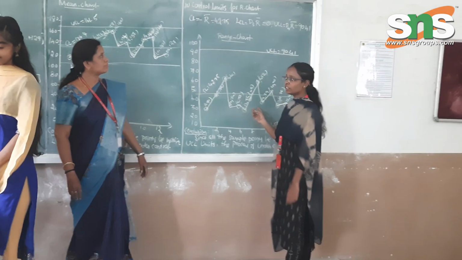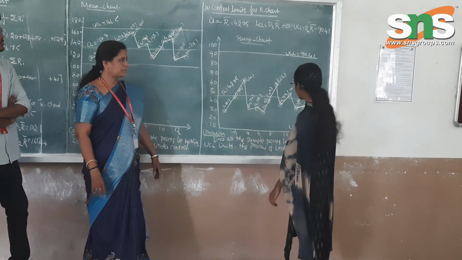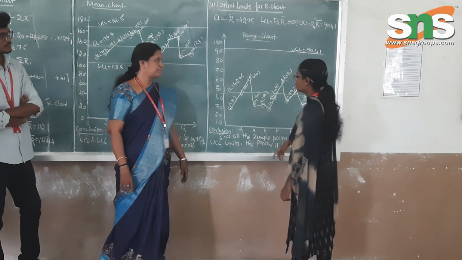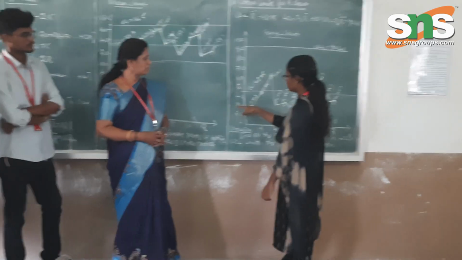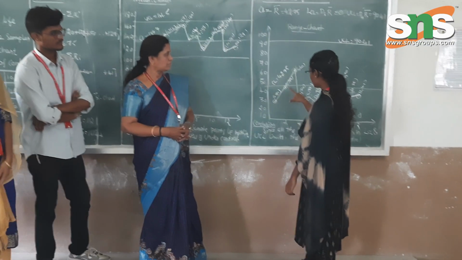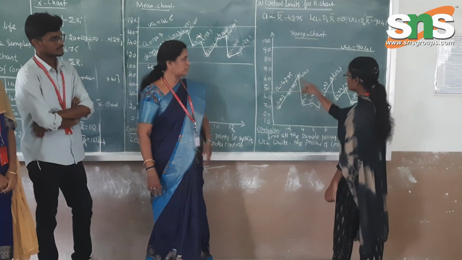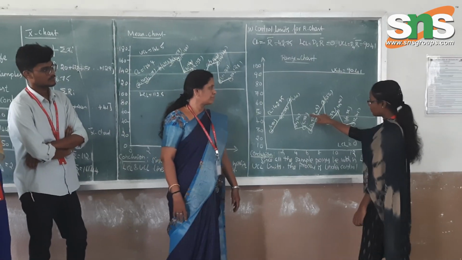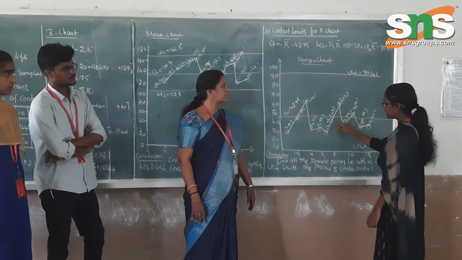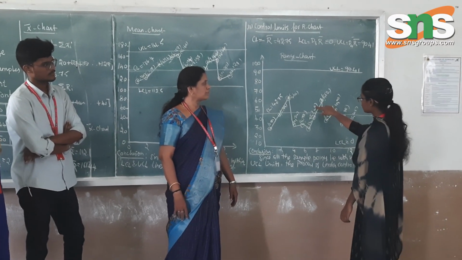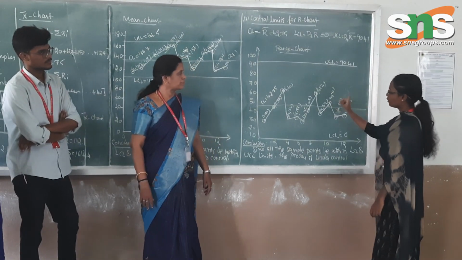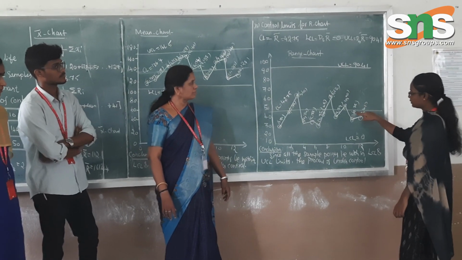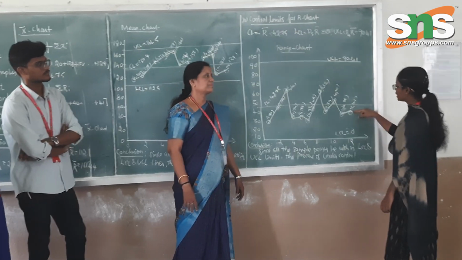I am going to explain the range chart graph. We take the x-axis as sample number and the y-axis as range. For the first sample, the range is 30, so we plot it. For the second sample, the range is 44. The third sample, 60. Fourth sample, 34. Fifth sample, 38. Sixth sample, 35. Seventh sample, 45. Eighth sample, 62. Ninth sample, 39. Tenth sample, 50. Eleventh sample, 35. Twelfth sample, 41.